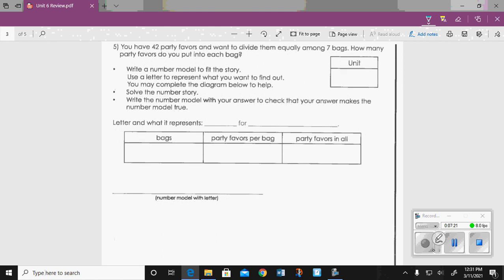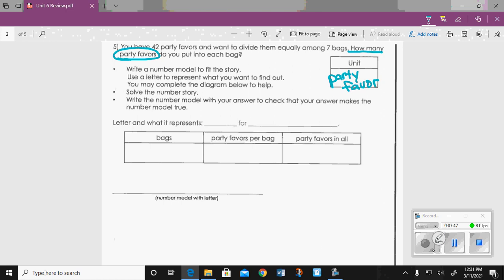Okay, it says you have 42 party favors and want to divide them equally among 7 bags. How many party favors do you have in each bag? Well, first of all, let's put our unit down, which is party favors. And I know that because if I go back to my question, it's asking me how many party favors. So party favors is the unit that I'm talking about.